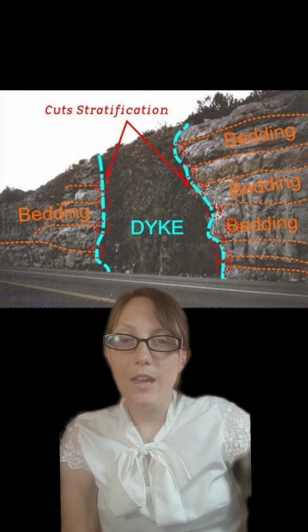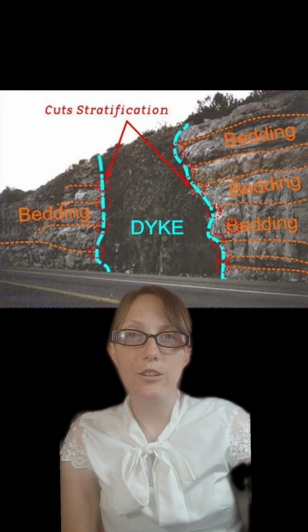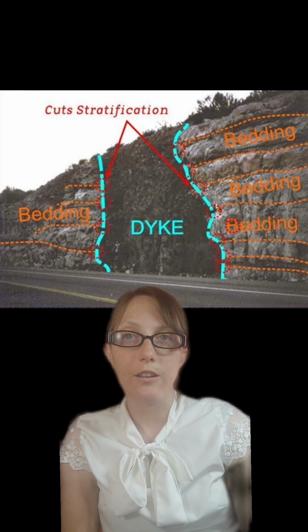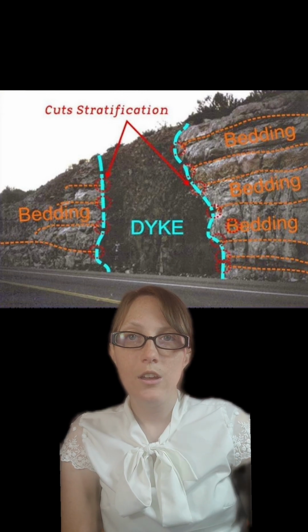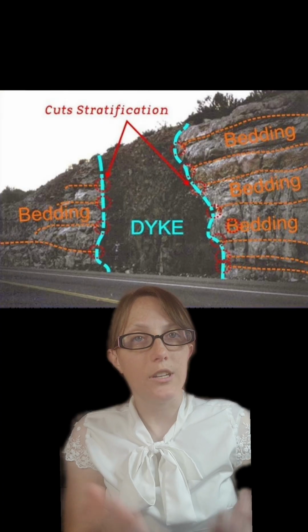There are many types of igneous intrusive structures that can form, including dikes, which is an intrusion that goes perpendicular to the bedding of the host rock. Here's a picture I took of a dike in the Grand Teton when I was visiting the Tetons one of the many times I went.